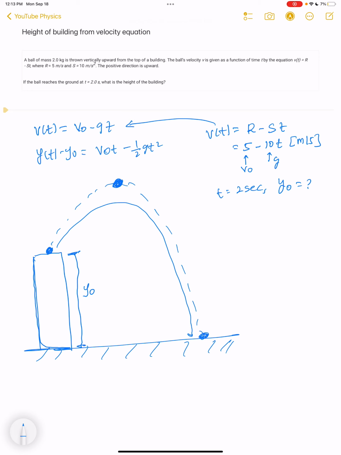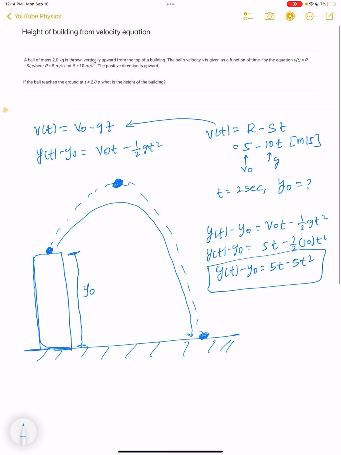So from this here, y(t) minus y naught equals v naught t minus 1/2 gt squared. Again, here y(t) minus y naught equals, v naught is 5. You're given 5 there. Minus 1/2 times 10 times t squared. So your expression is y(t) minus y naught equals 5t minus 5t squared. So this is really the expression we're playing with.